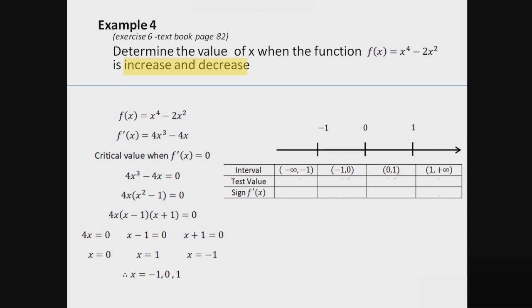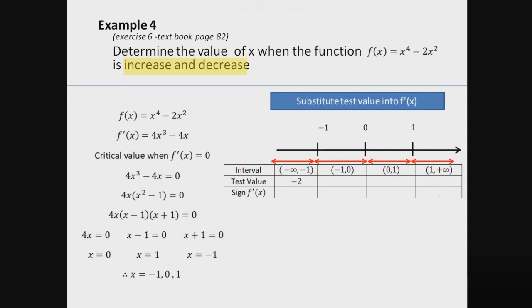For the first interval, let's say we take negative 2 as the test value. Substituting into f prime x, we get a negative value, so the function is decreasing on this interval. For the next interval, negative 1 up to 0, let's say the test value is negative 0.5. Substituting into f prime x, we get a positive value, so it is increasing on this interval.